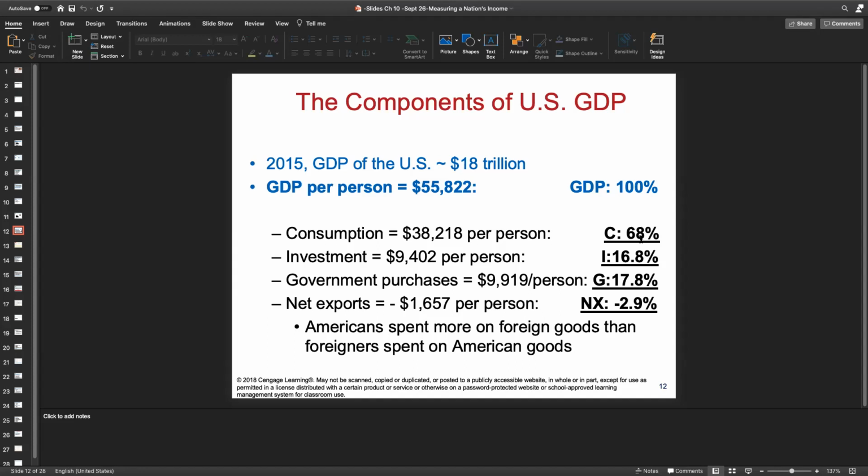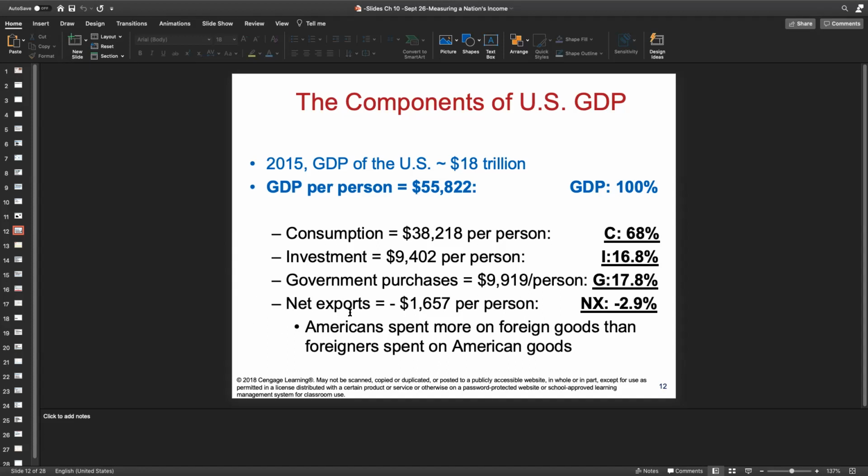68% of the GDP. Then the second component of GDP is investment. And that investment actually accounts for about 17% of the GDP. And the third component of the GDP is government expenditure purchases, which is about 18% of the GDP.